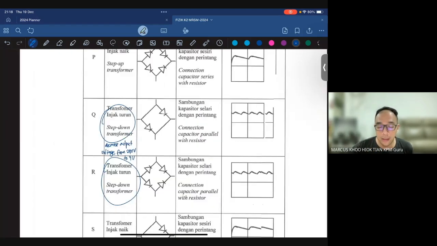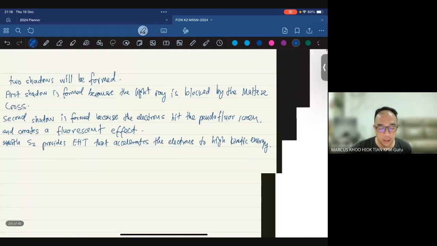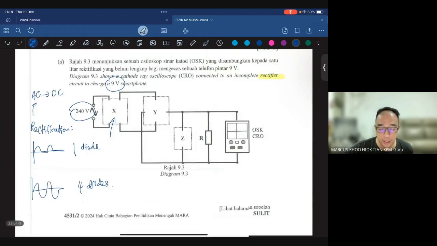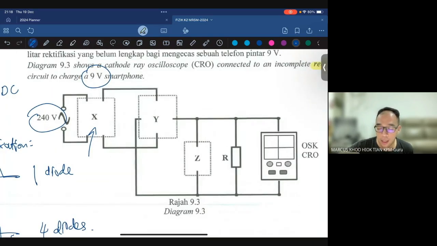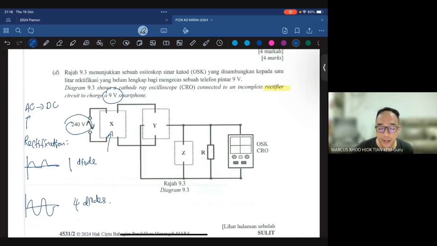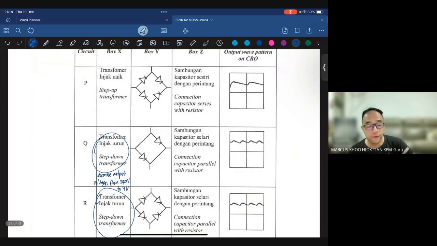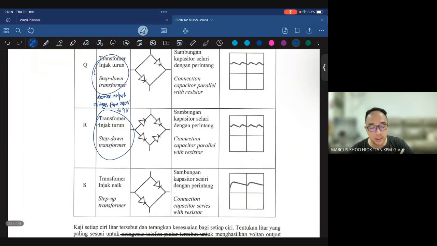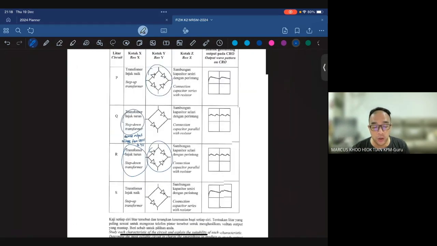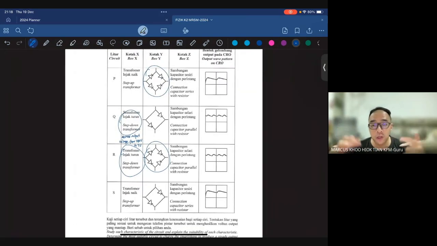Okay, then in box Y, box Y is over here. Obviously, we want to rectify this. So we want this or this. At this point, I should talk about this.